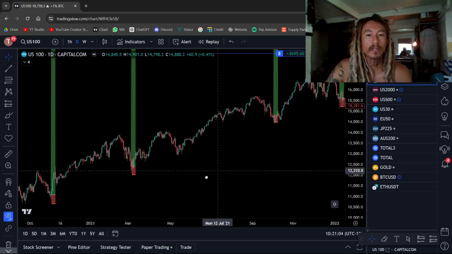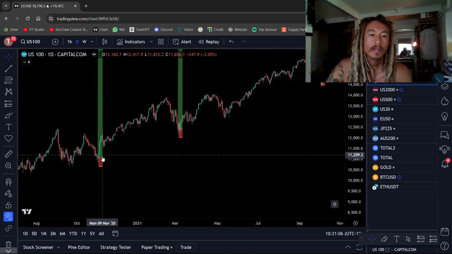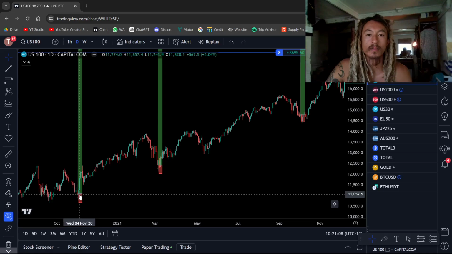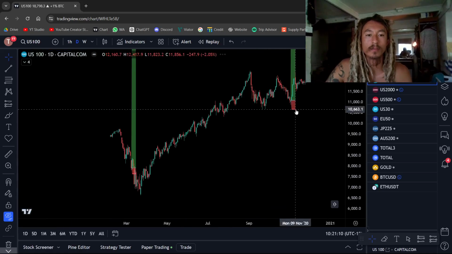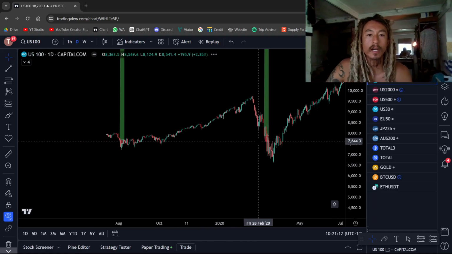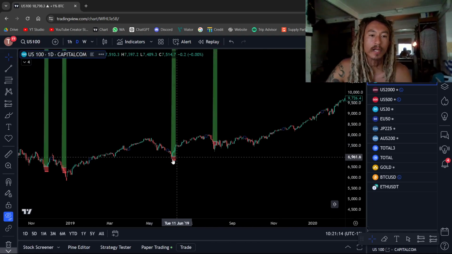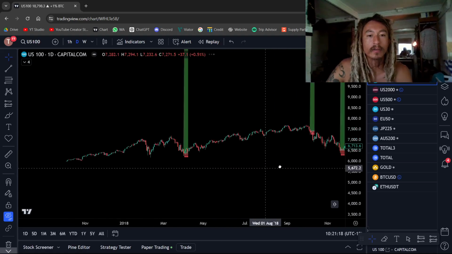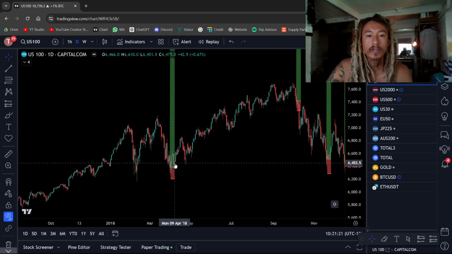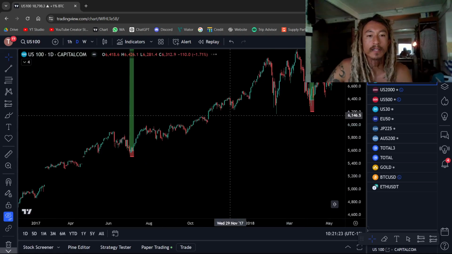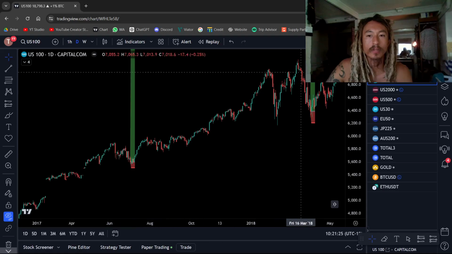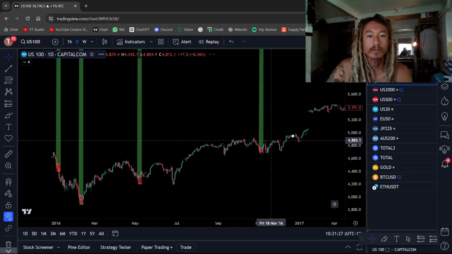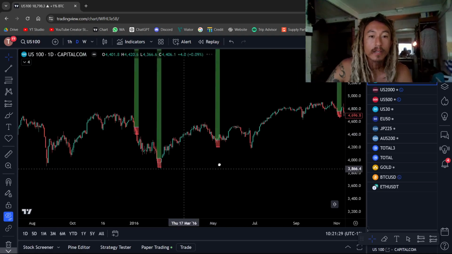Now, if we look though, this entry works awesome. This entry works awesome. That one does not. This one does not. This entry works awesome. Some losing signals down here. This signal works pretty great. This signal works pretty great. This one not quite.